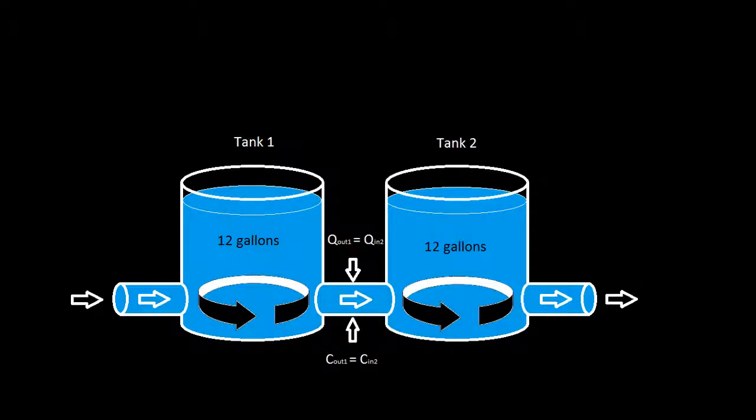Brine solution enters here and it gets thoroughly mixed in tank 1. It then leaves tank 1 and proceeds to tank 2. So the concentration leaving tank 1 must be the concentration entering tank 2. You can express this in an equation by C out of tank 1 equals C in of tank 2. The concentration in tank 2 must be less than the concentration in tank 1. Why? Because before it enters tank 2, it gets thoroughly mixed in tank 1, making it less concentrated.